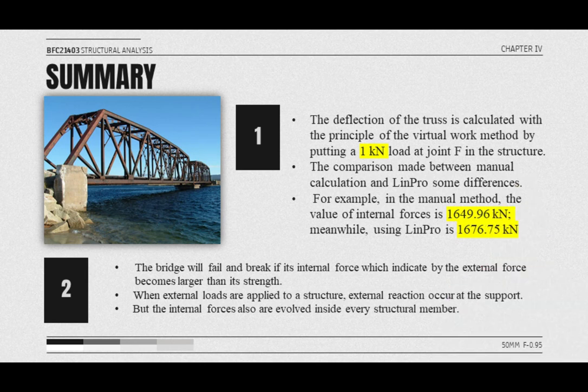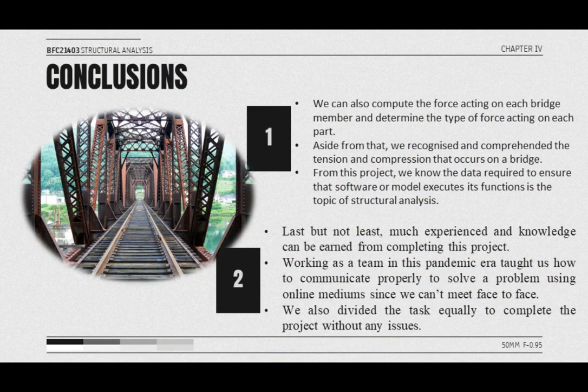For the summary, the deflection of the truss is calculated with the principle of the virtual work method by putting a 1 kilonewton load at joint F in the structure. The comparison made between manual calculation and LinPro shows some difference. For example, in the manual method, the value of internal force is 1649.96 kilonewton, meanwhile using LinPro it is 1676.75 kilonewton.